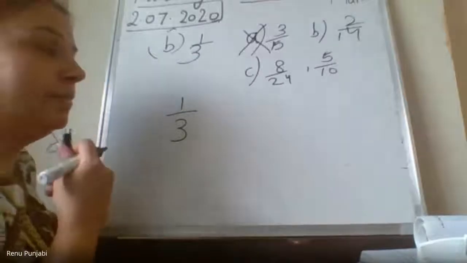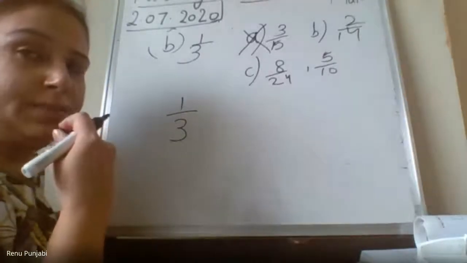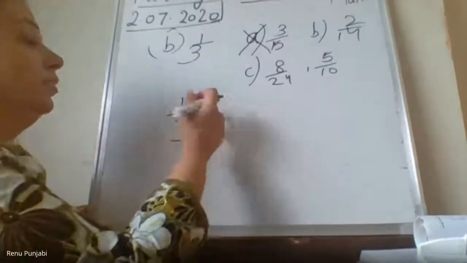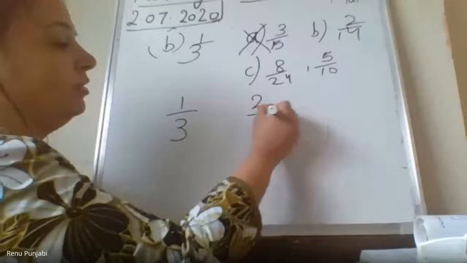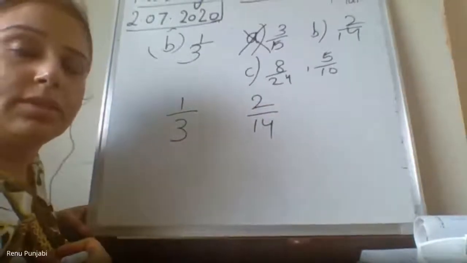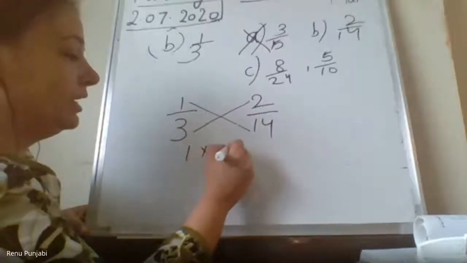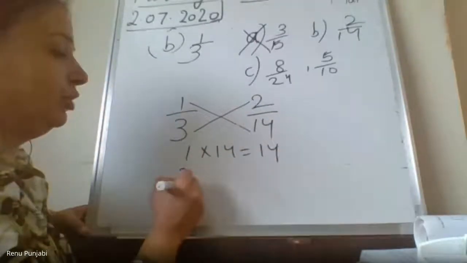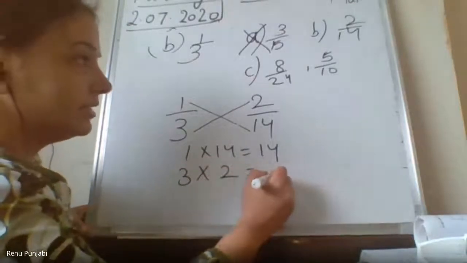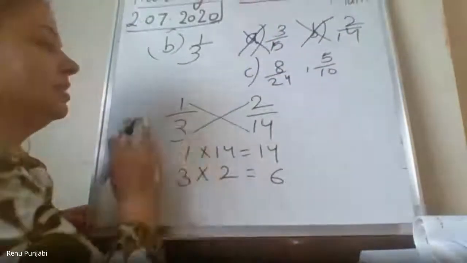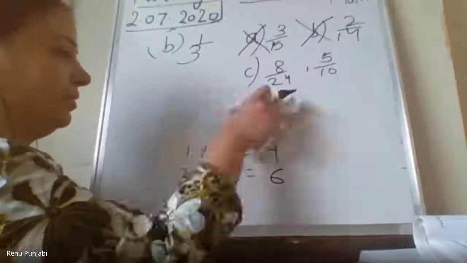1 upon 3, 2 upon 14. So again we check with the same method. 1 into 14 is 14. 3 into 2 is 6. Here also both are not the same. So cross it and go to the next option.